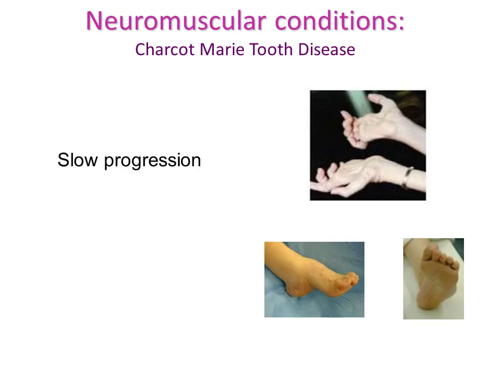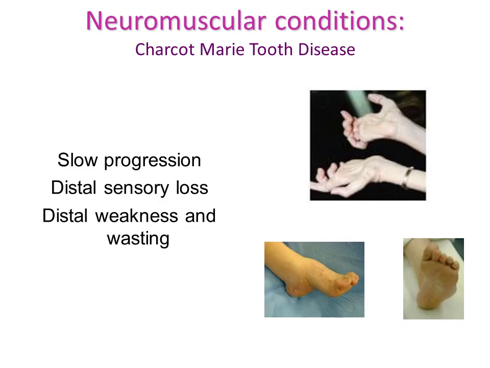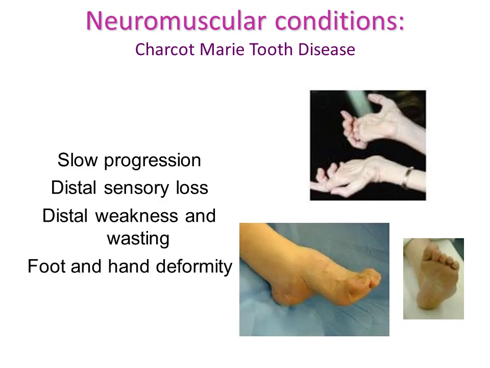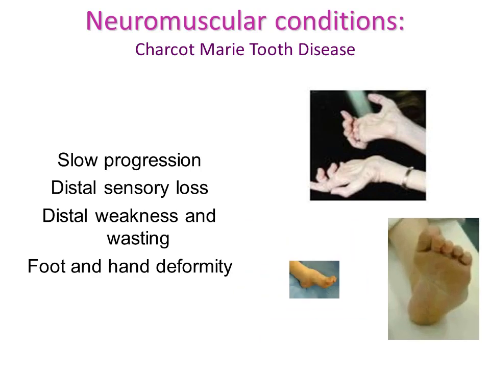So CMT has a very slow progression. It changes over years rather than months. There's distal sensory loss and also distal weakness and wasting that occurs, and you get this classic foot and hand deformity. So here this is the pes cavus deformity of the foot, which is most commonly seen when CMT starts in childhood. Some of the axonal types start a bit later on in life and you see this a little bit less. But the picture on the right shows the callus formation on the lateral border of the foot, which is commonly seen with pes cavus.